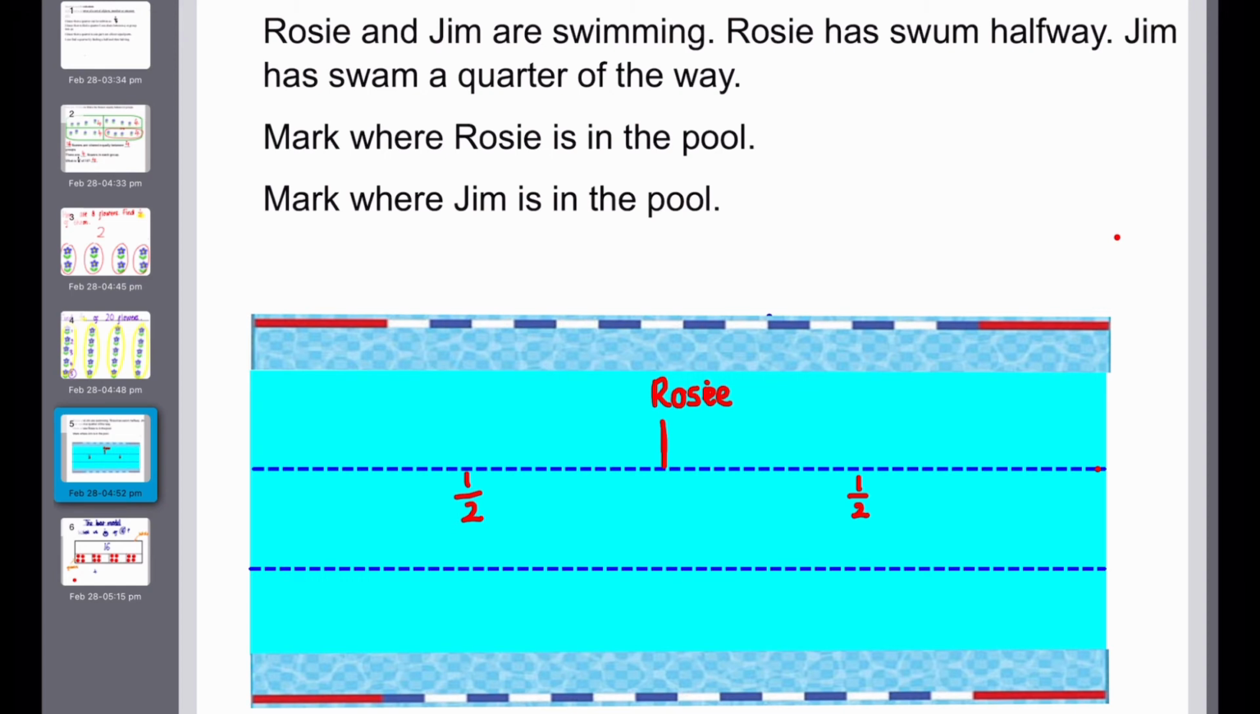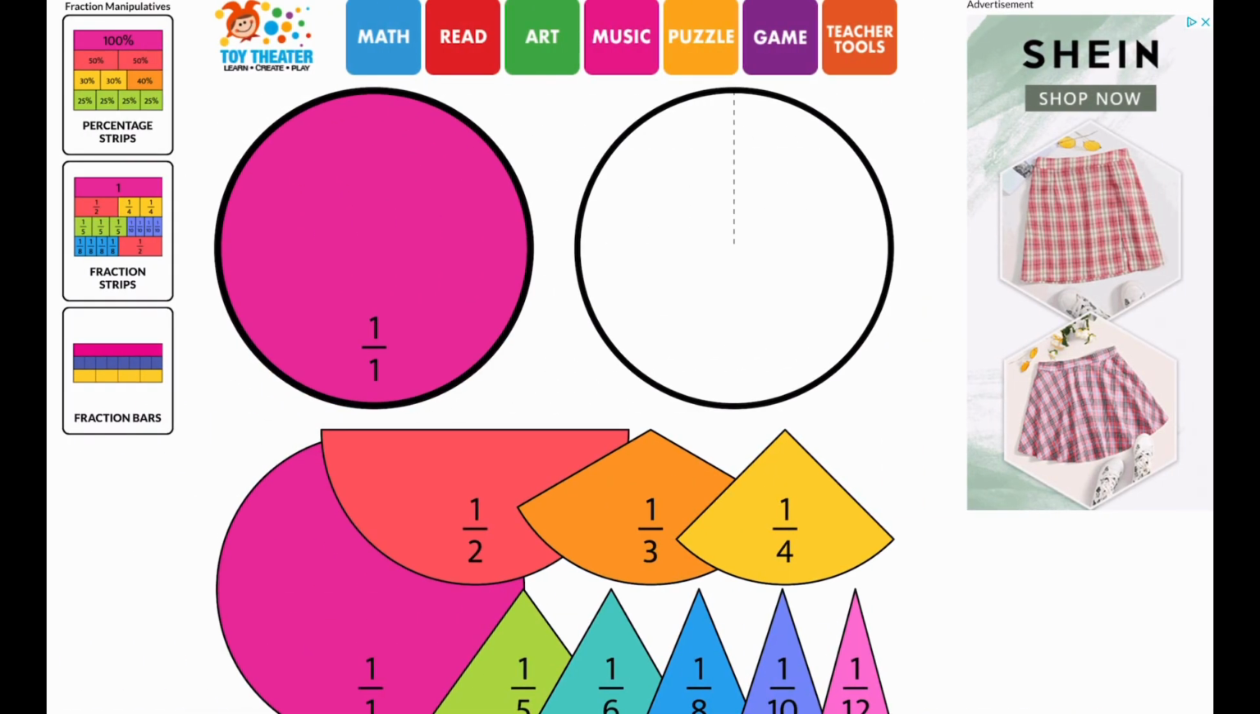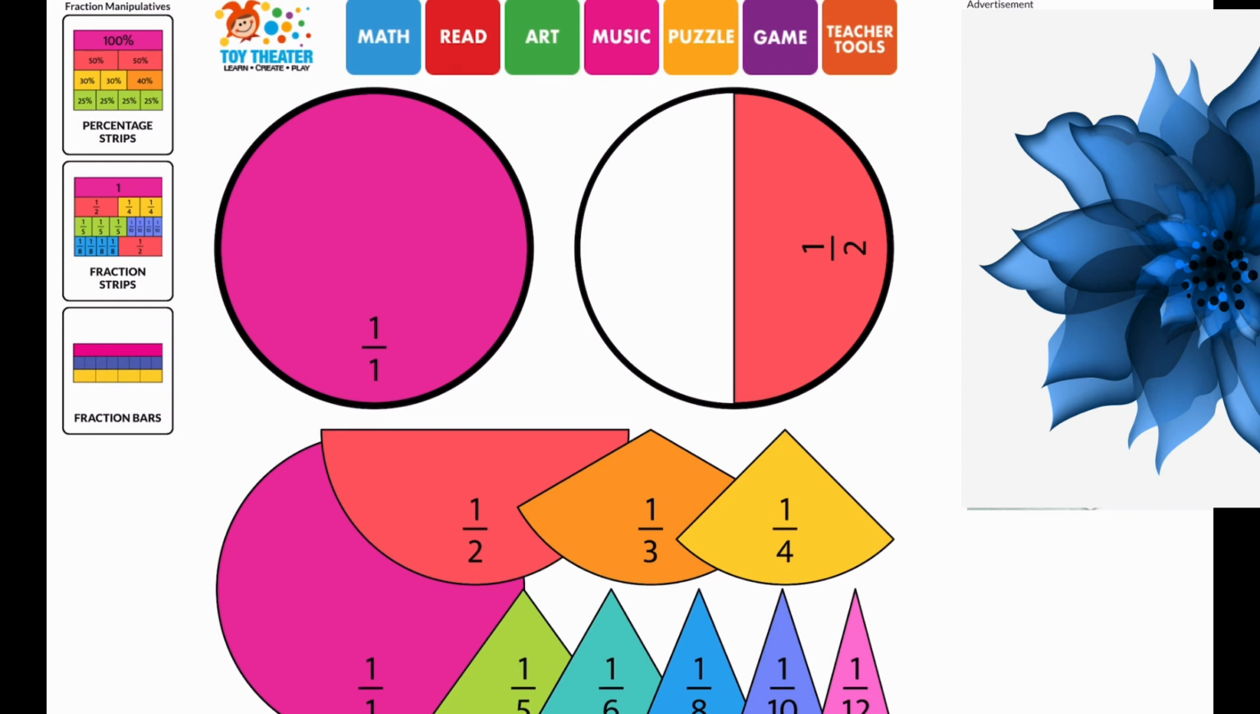Let's use our fraction circles to help us find where Jim is in the pool. Here is the swimming pool that Rosie and Jim are swimming in. Rosie has swum halfway. Jim has swum a quarter of the way. What can you tell me about a quarter and a half? How big is a quarter next to a half? It's smaller, isn't it? In fact, a quarter is half the size of a half.